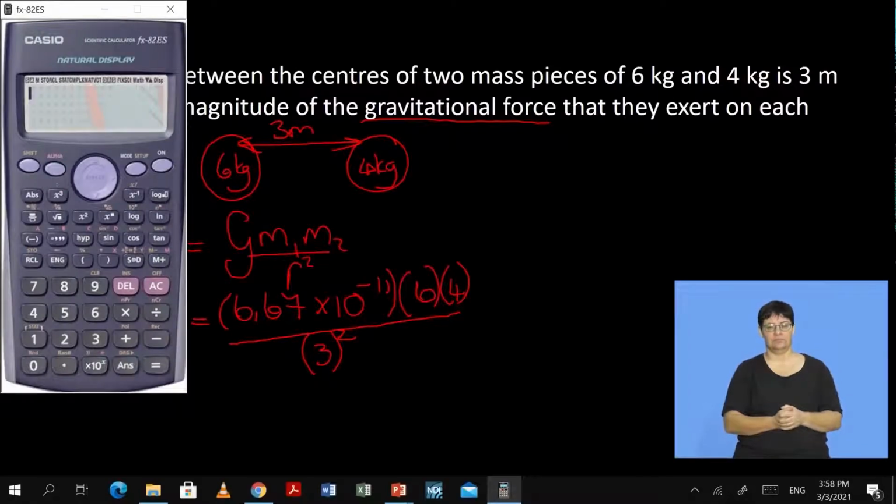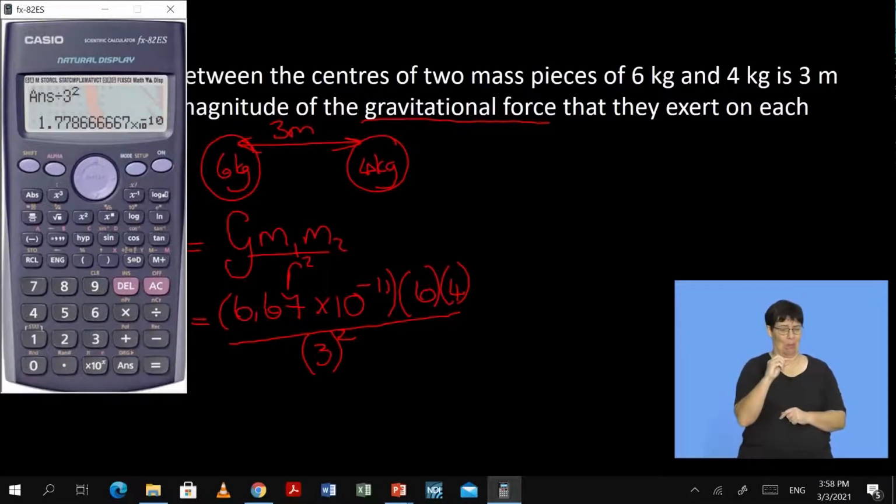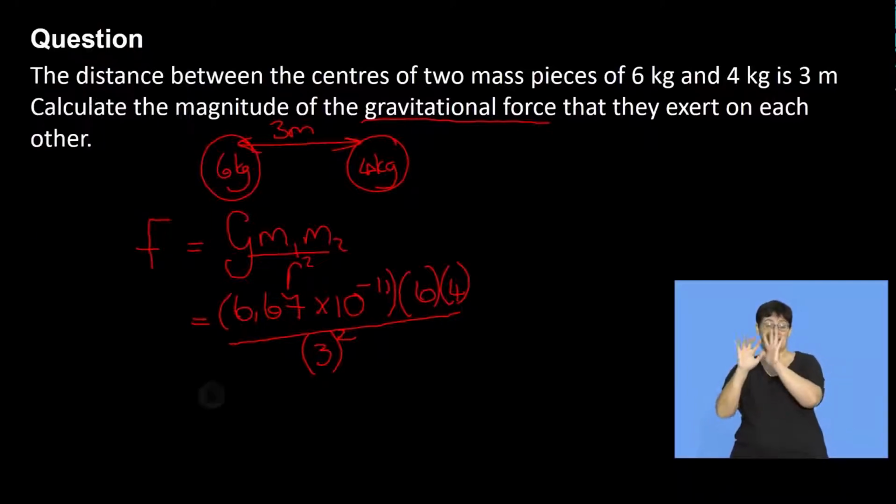So, here we go. I know I do this slightly differently to the way you guys use your calculators, but it doesn't matter. 6.67, and it's going to be times 10 to the minus 11. I'm going to times by 6, times by 4. I get an answer, and now I'm going to divide, and here's the trick, 3 squared. Don't forget about the square. And look there, this is tiny. Final answer, 2 decimal places, so this is going to be 1.78 times 10 to the minus 10.